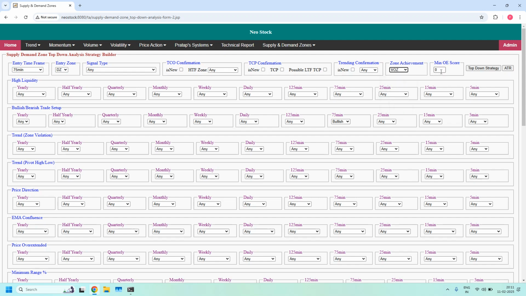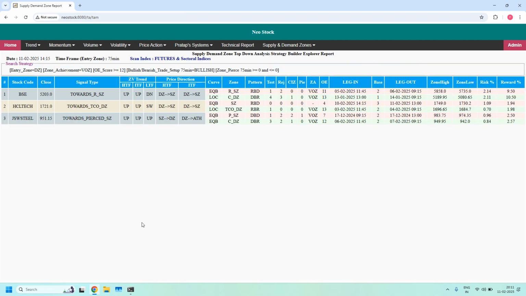Zone achievement violated opposing zone. Minimum odd enhancer score 12. All 3 filters are applied to 75 minutes demand zone. And we got 3 stocks. Currently these 3 stocks are supporting bullish trade setup for weekly income trade, and these entry time frame zones are 75 minutes demand zones.